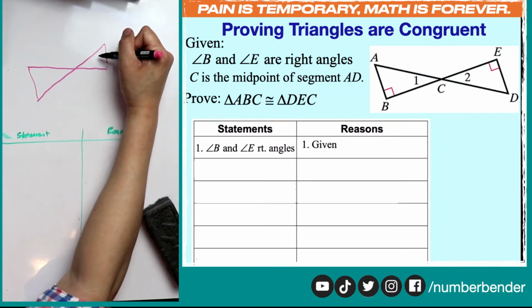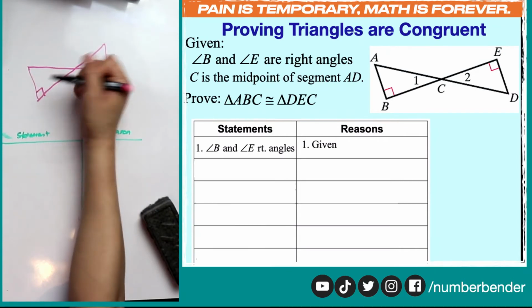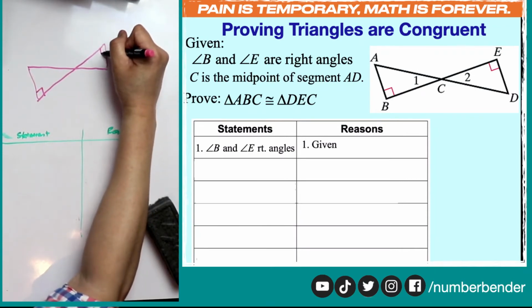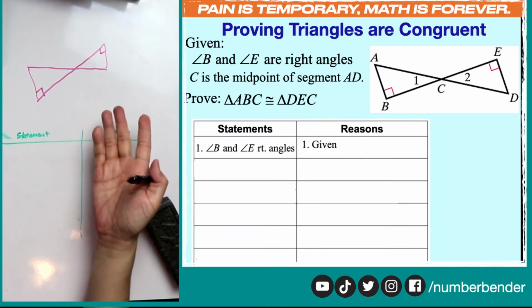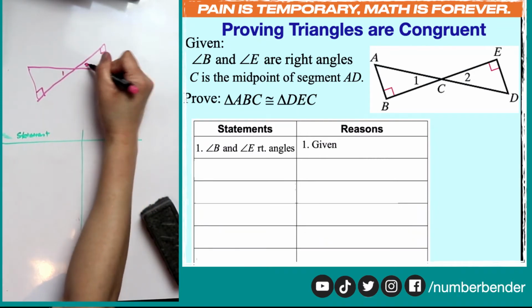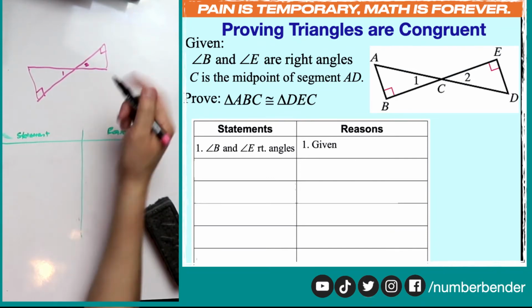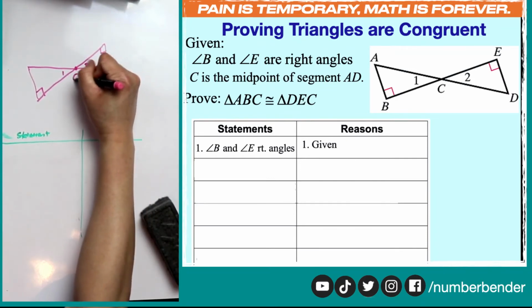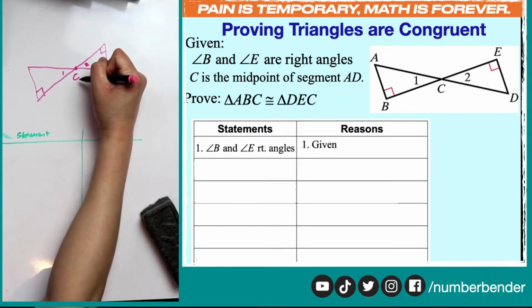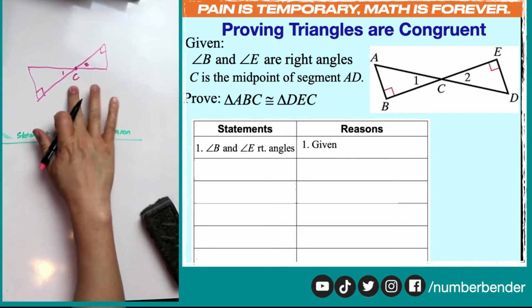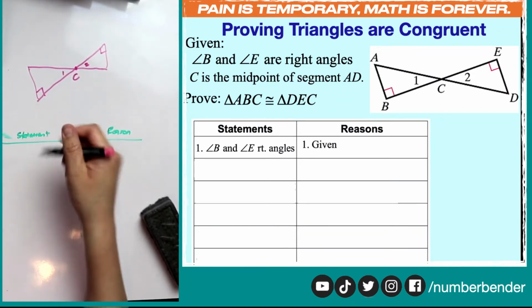We know that this is a right triangle, even though it doesn't look like it, but we know that this is right because it's given. And 1 and 2 are angles that we know are vertical by just looking at it. And we also know that we have a midpoint right here. We call it midpoint C, and we just did not write this down because it's also given.